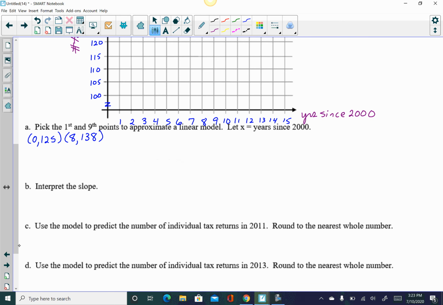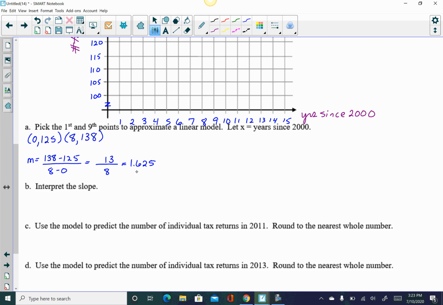I can find my slope. 138 minus 125 divided by 8 minus 0. And that's going to be 13 divided by 8. You can leave it as a fraction, but 13 divided by 8 in this case is a nice decimal, and I figure most people like to work with a nice decimal if they can, so I'm going to put 1.625. But if you want to work with the fraction, you certainly can.